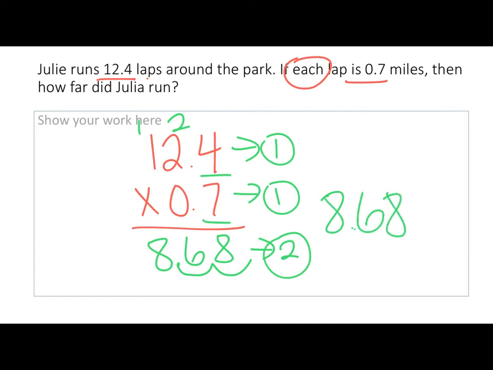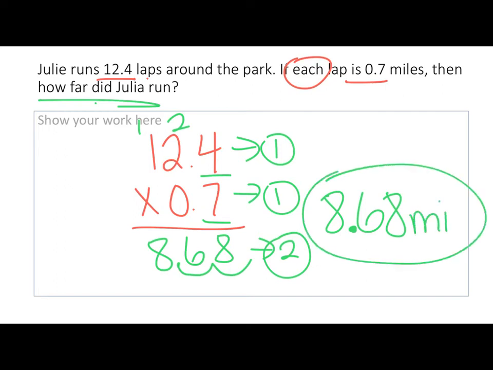Okay, always with your word problems, you've got to have your units. Sometimes I call them toenails just for people to help them remember. Don't forget your toenails. Don't forget your units. How far did she run? She ran, so it's going to be 8 68/100 miles. MI is the abbreviation for miles. You can write the word or MI.